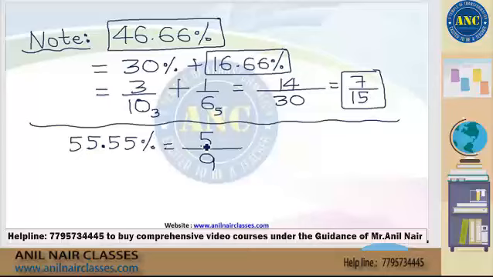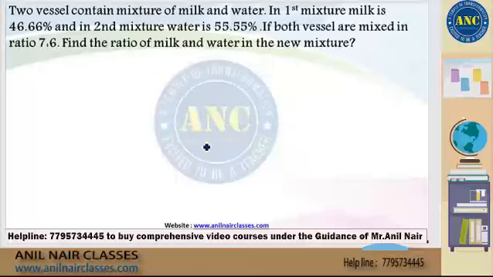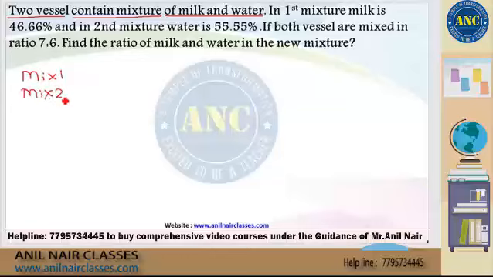Now see here. Please see my next question, sir. Let us first read the question and understand it. Two vessels contain mixture of milk and water. That means there are 2 vessels containing mixture of milk and water: mixture 1 and mixture 2. I need to give the milk and water ratio. Now let us check it out.